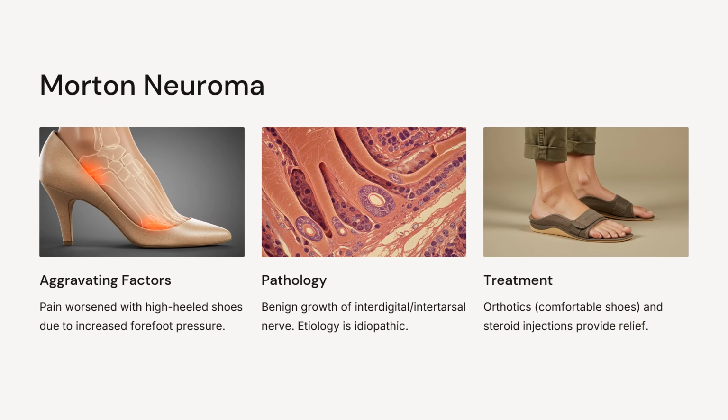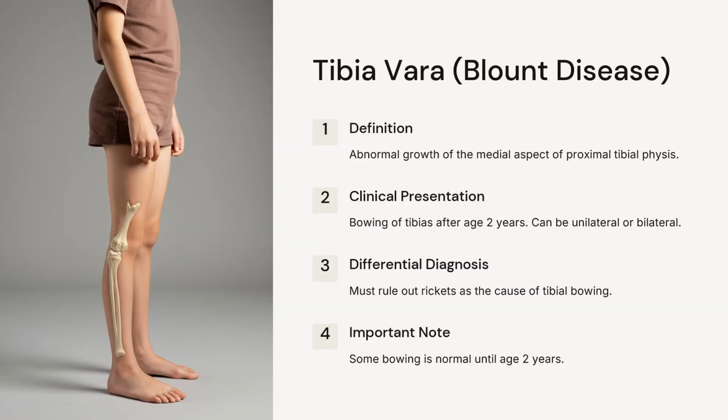So, how will this knowledge be tested in the exam? They will be giving you questions like a middle-aged female wears high heels and has a severe pain under the foot along the second or the third metatarsals. So now you should know that there is a growth in the interdigital or intertarsal nerve, and they ask for the answer or how to treat the condition. Orthotics first, and then the steroid injection. The diagnosis is Morton's neuroma.